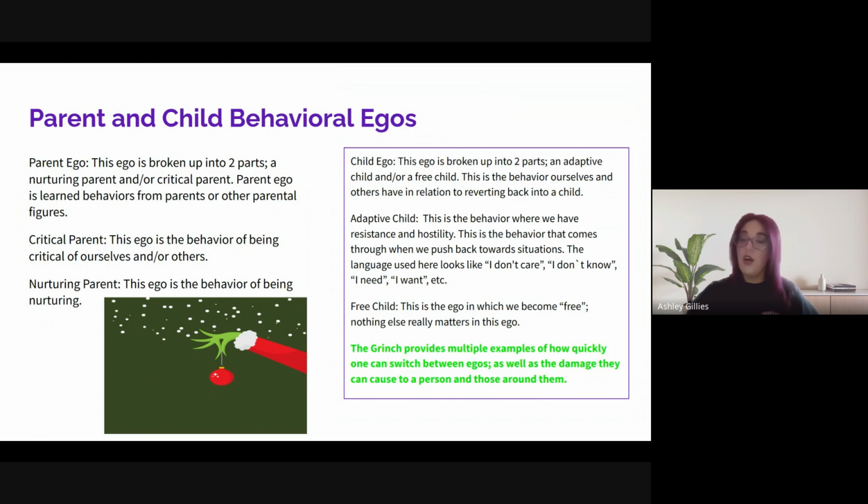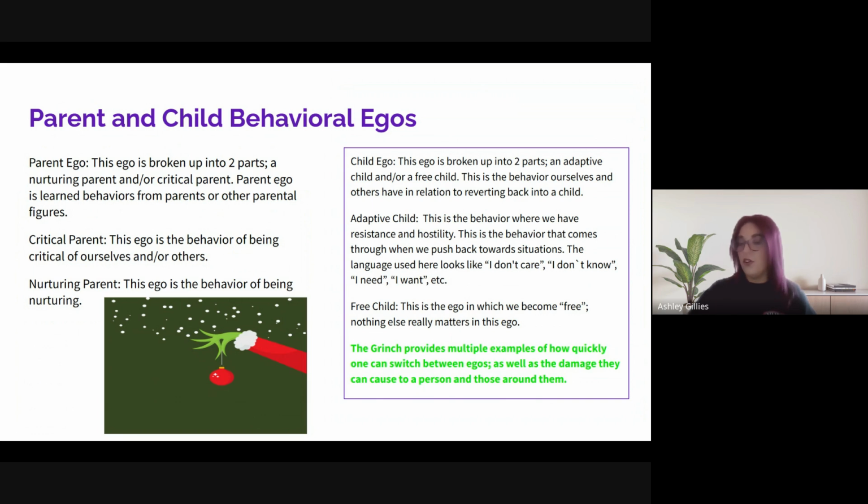Okay, so the free child, it's kind of exactly what it says too. It is the part of you that nothing else matters. You essentially become quote unquote free. Okay, so for example, I have gone to Disneyland the last 2 years in a row at Halloween time. I have no problem telling you my age right now. I'm 35. So at the time I was 33 and 34. And I can tell you right now, I did not act 33 and 34 when I was at Disneyland.